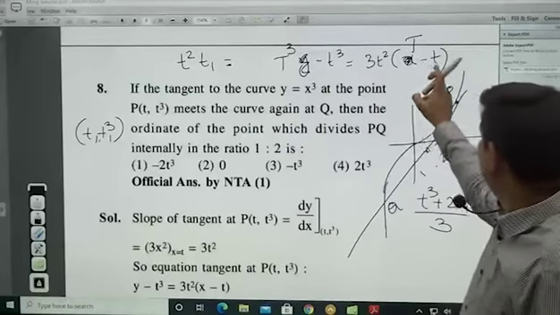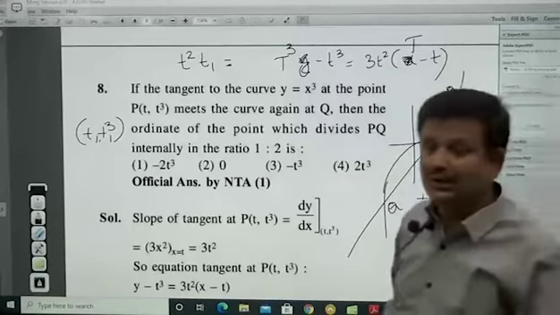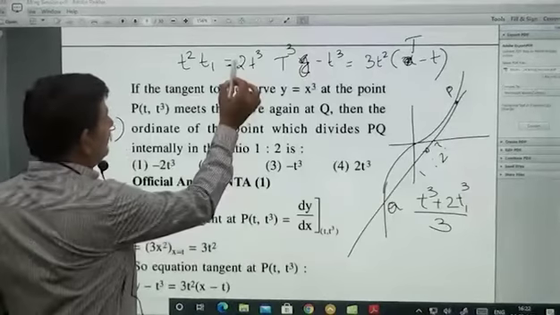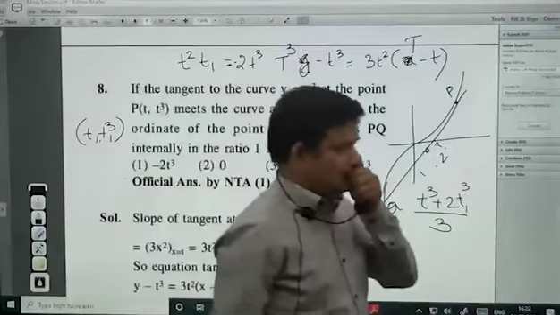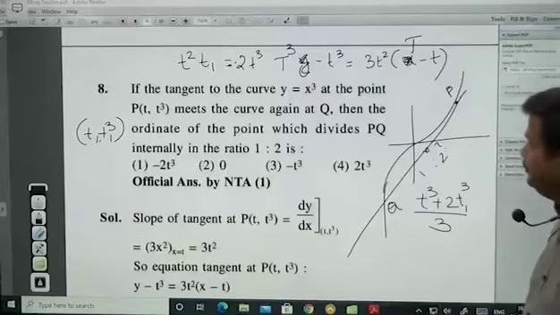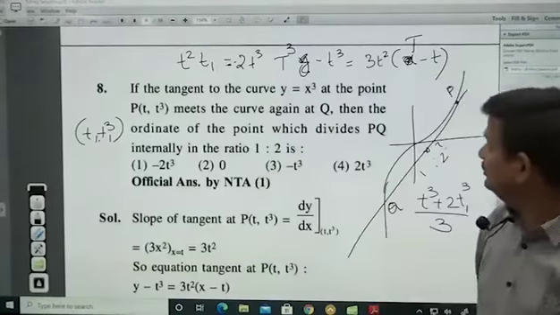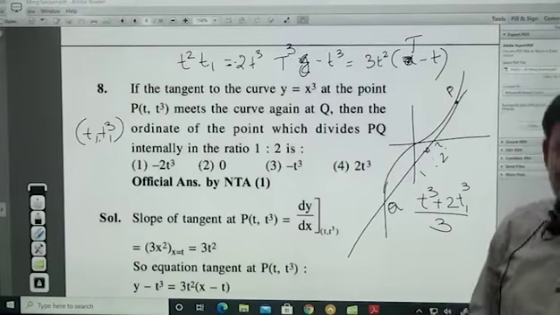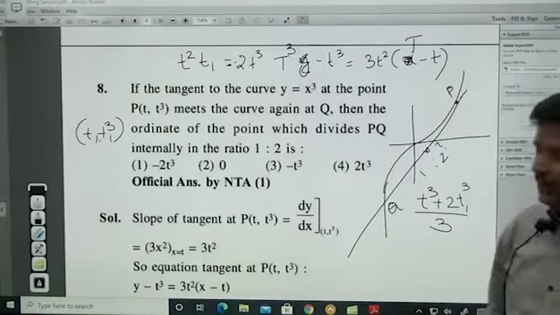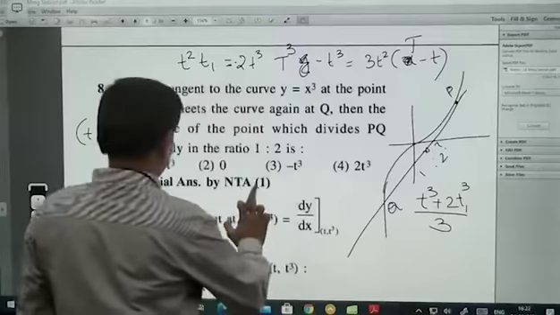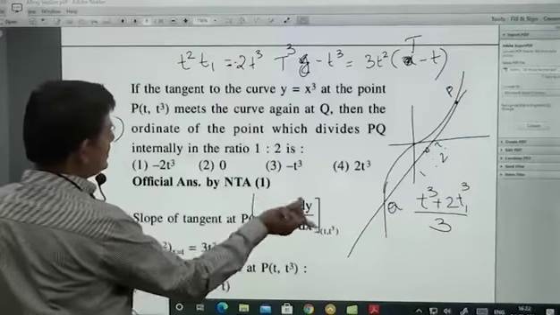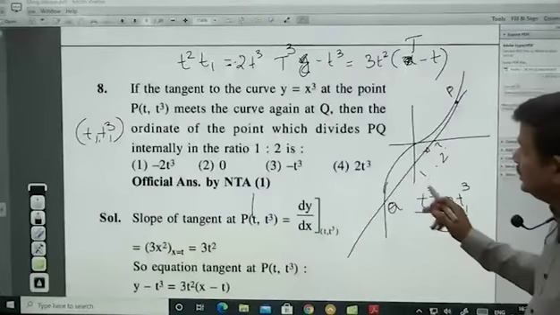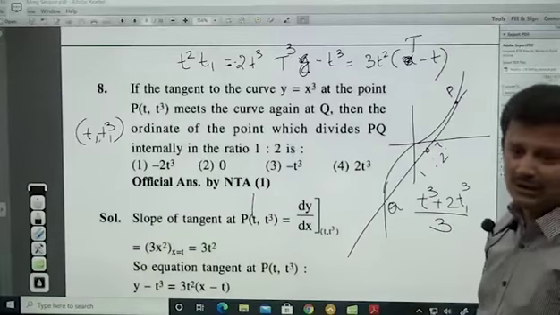Bring everything this side. 3t cube minus t cube, 2t cube with a minus sign divided by coefficient of t cube is 1. From here, what are you getting? T1, minus 2t, minus 2t. 2:1 ratio, so obviously 0. Am I right? Or any just apply section formula that way. That's it. So t1, how much you are getting? Minus 2t. Substitute and get the answer.